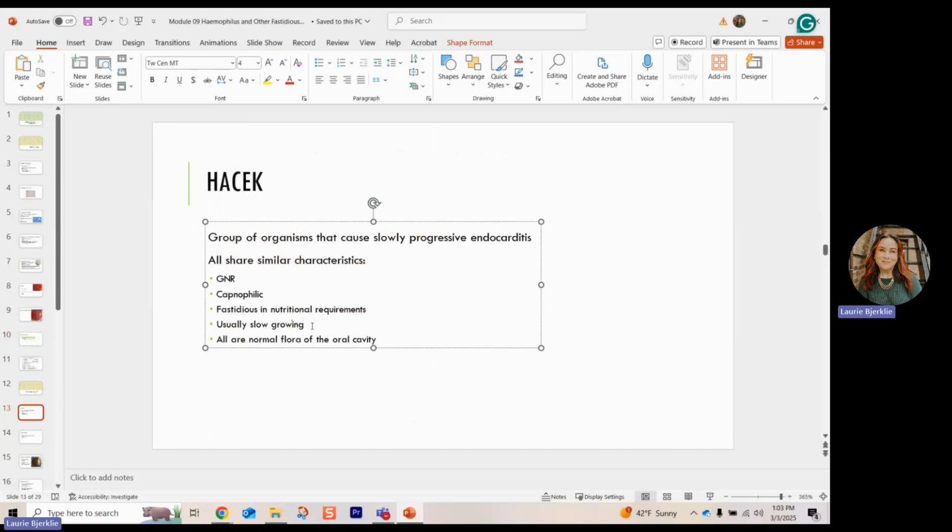They are typically slower growing, and most are found as normal flora of the oral cavity. Actually, all of them are found as normal flora of the oral cavity. So that is why they've been grouped together, because they are all causing the same kind of infection. They all share these features together. So that is the HACEK group.